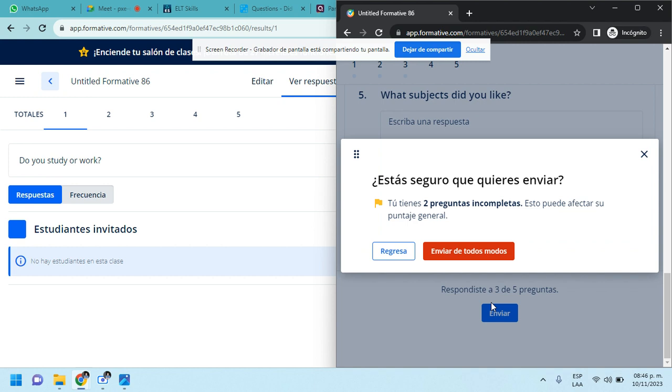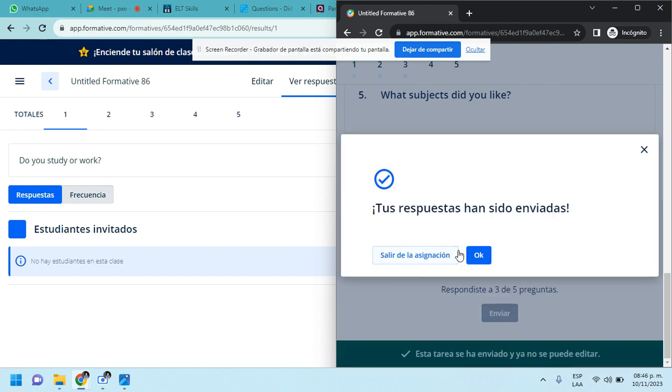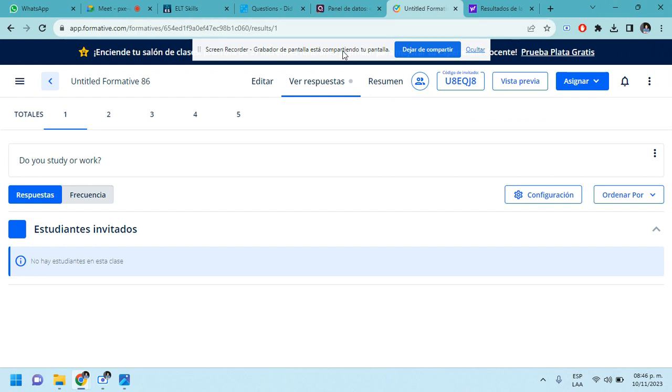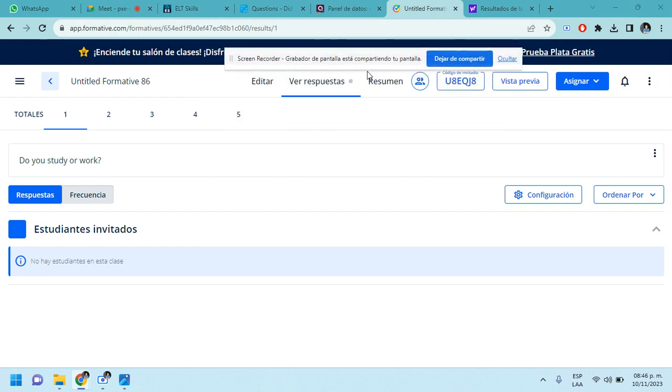When you finish, enviar, ¿no? Los que ya trabajamos antes conmigo saben que en esta plataforma podemos ver las respuestas de todos, ¿no? Todo lo que escribes podemos verlo acá, en tiempo real.